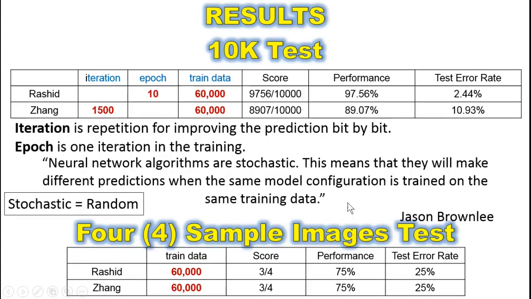According to Jason Brownlee, neural network algorithms are stochastic or random. This means that they will make different predictions when the same model configuration is trained on the same training data. The weights and biases are initialized randomly during the start of the program. And every time that we train the data and determine the prediction, it will be different. It will be different all the time.